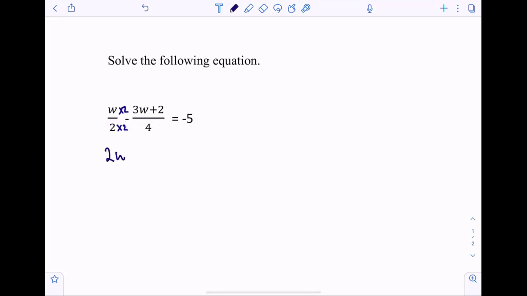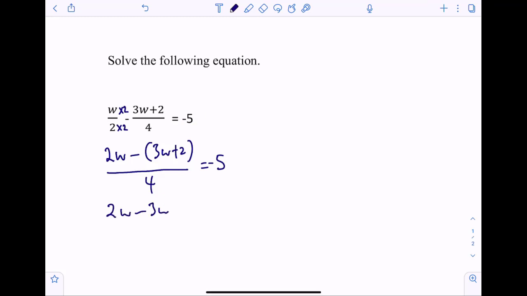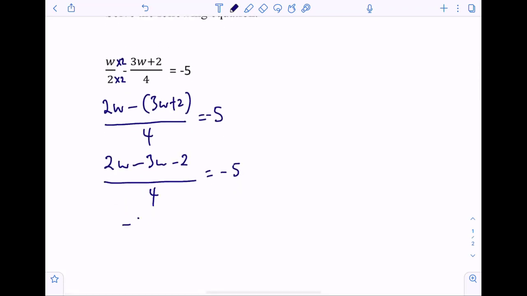So 2w minus, please put a bracket, 3w plus 2, close bracket, everything divided by 4 equals negative 5 actually, right? Okay, and then we simplify the numerator. 2w minus 3w minus 2 over 4 is going to equal negative 5. Simplify once more. Negative w minus 2 over 4 equals negative 5.